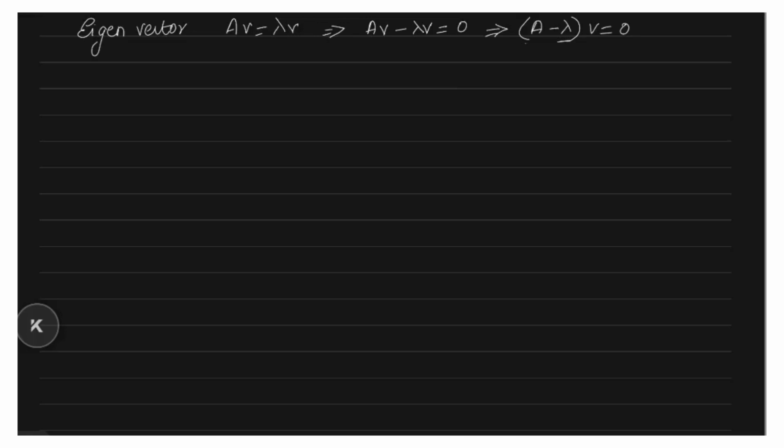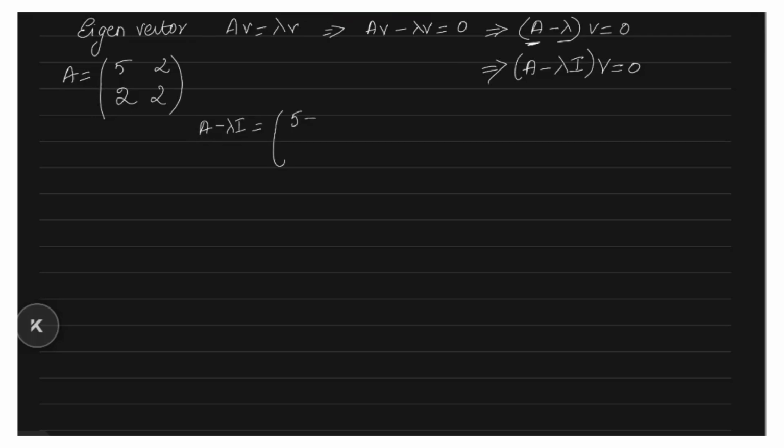Lambda is a scalar and A is a matrix, so scalar and matrix subtraction wouldn't be possible. So we have to write it as (A minus lambda I) into V is equal to 0. For our problem, A was nothing but [5 2; 2 2]. Now we write A minus lambda I. Only the diagonals will be subtracted with lambda, so A minus lambda I would be nothing but [5 minus lambda, 2; 2, 2 minus lambda].